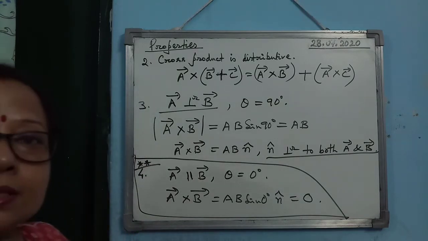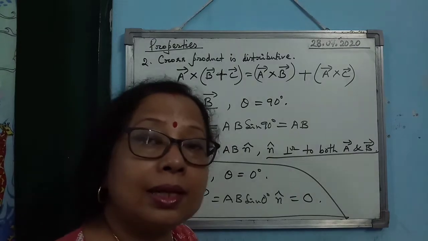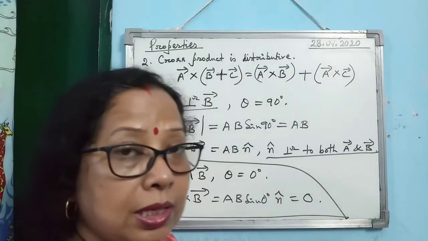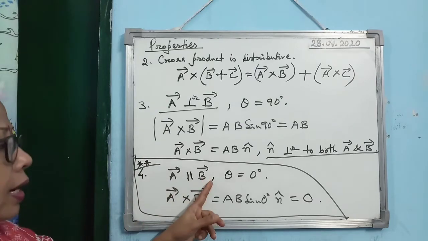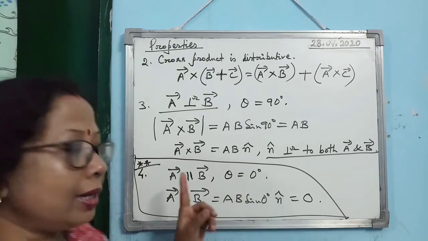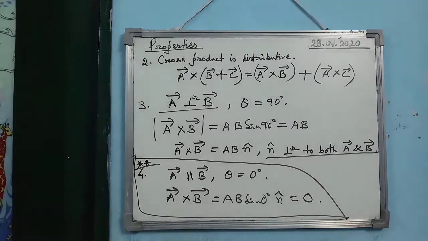But remember, for scalar product what was it? If two vectors are perpendicular to each other, then the scalar product is 0. But in the case of cross product, if two vectors are parallel to each other, then the cross product of the two vectors is 0.